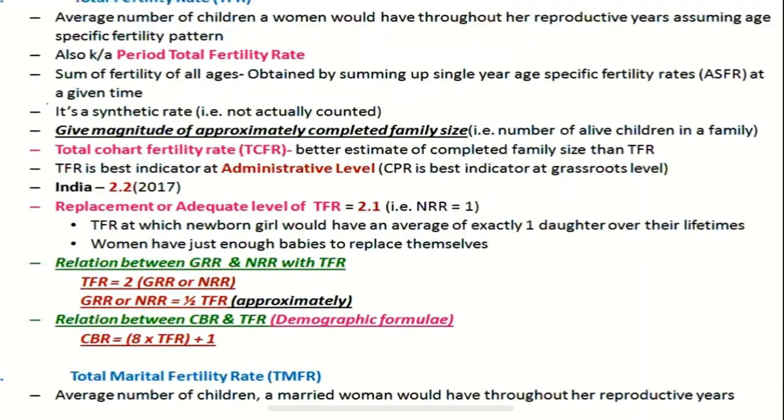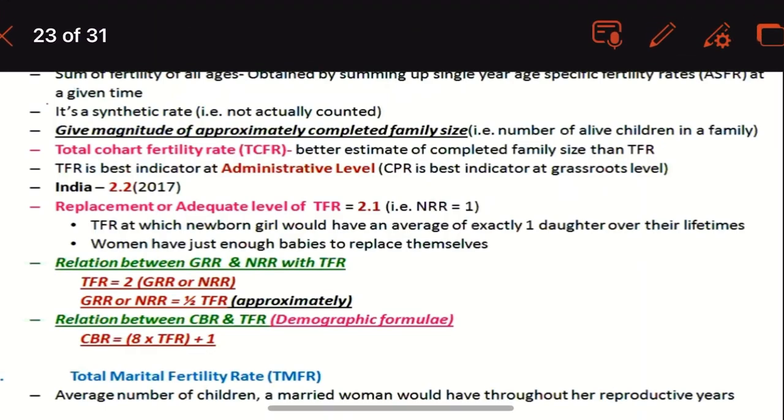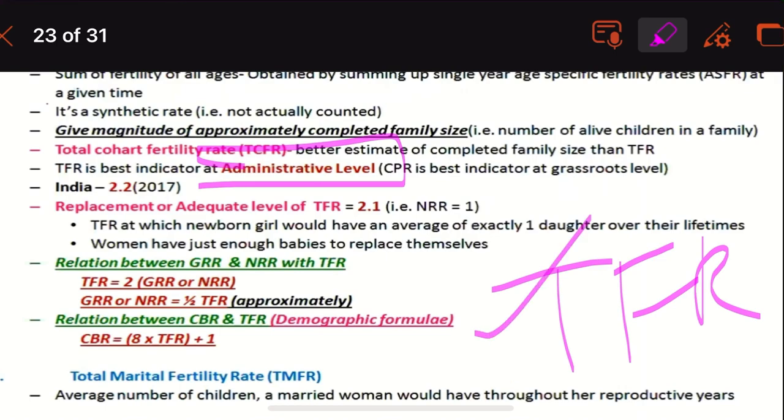We have the total cohort fertility rate, which is a better estimate of the completed family size compared to the total fertility rate. A better study is the total cohort fertility rate. For the total fertility rate, only remember the word cohort study. We will study cohort studies in the next videos in those respective chapters. For now, focus, guys: the total fertility rate is the best indicator at the administrative level. The couple protection rate is the best indicator at the grassroots level. If you want an estimate at the administrative level, the total fertility rate is fine. But if you want it at the grassroots level, the couple protection rate is good.